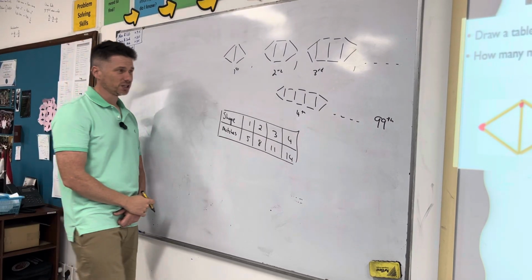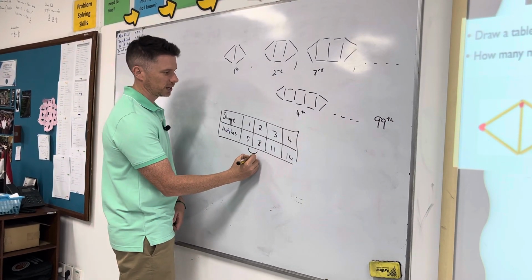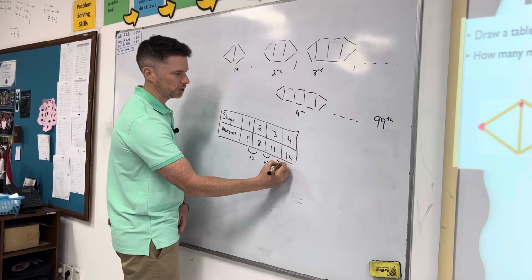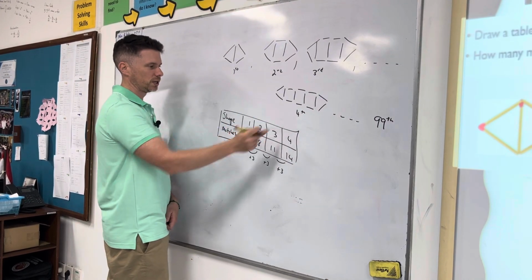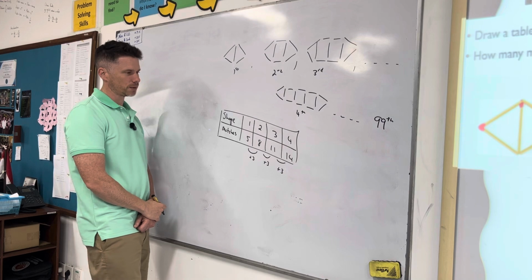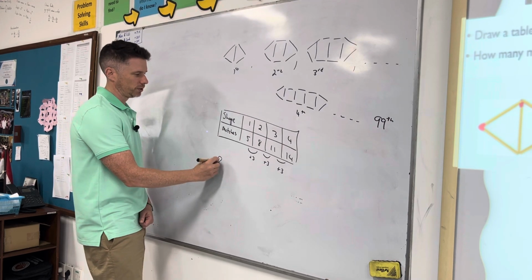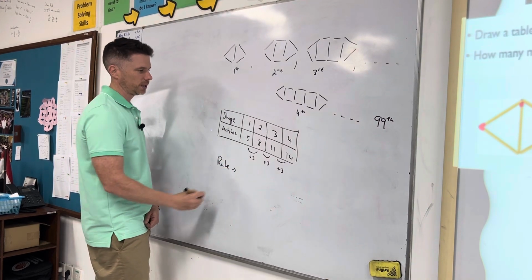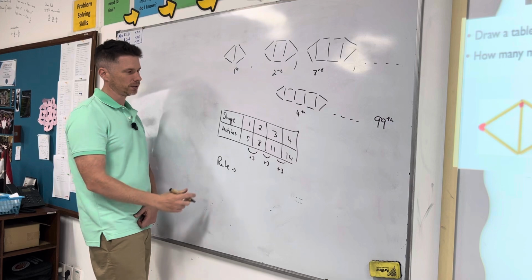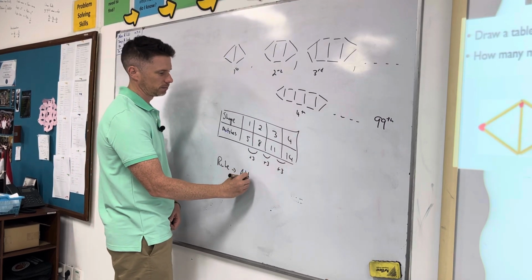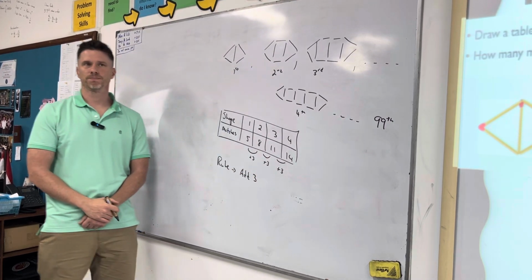So there's an additional 3 matches each time. You can see that here. This number is going up 3 each time for every 1 extra shape. So that's something we call the rule. So the rule of this formula or this pattern is to add 3 matches, or just add 3.